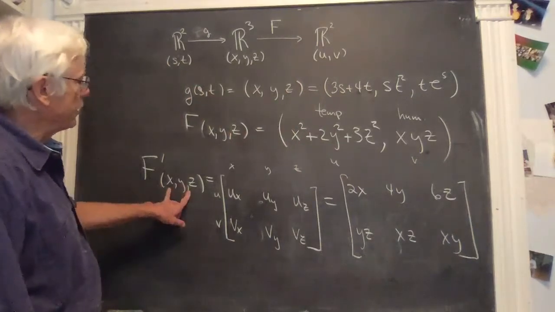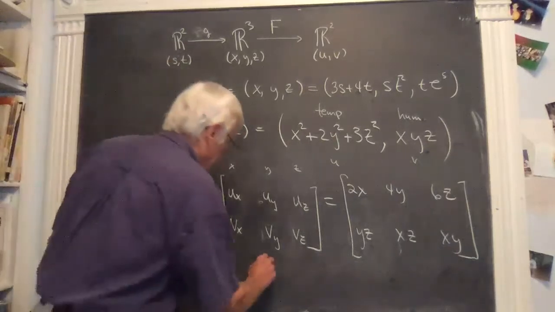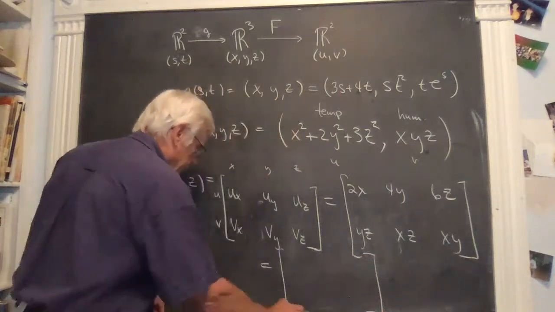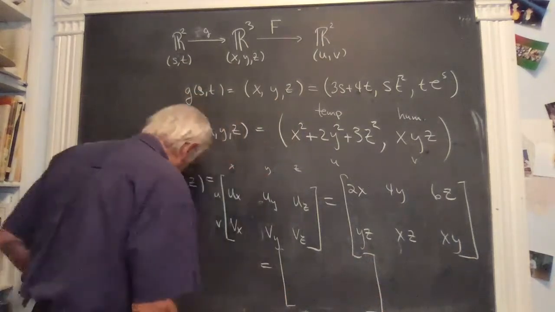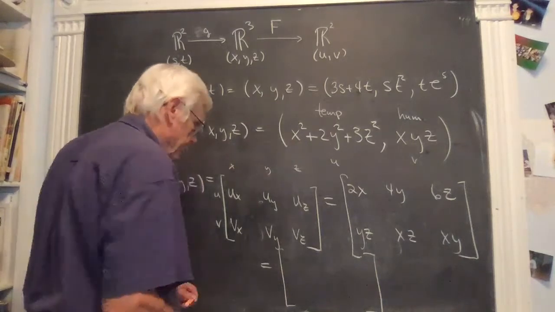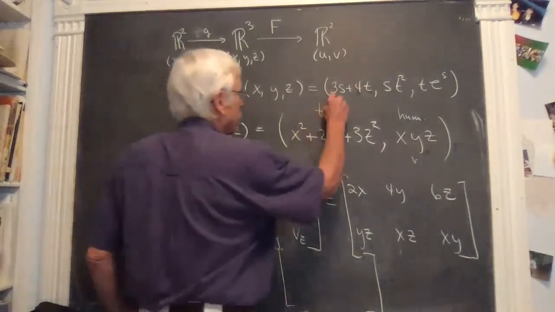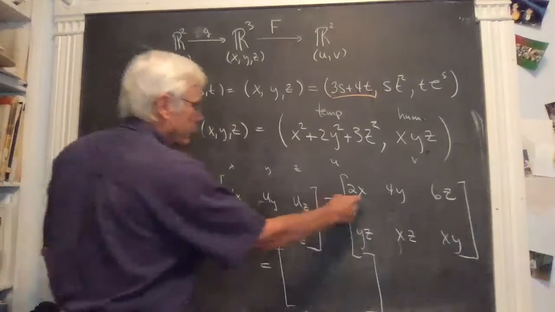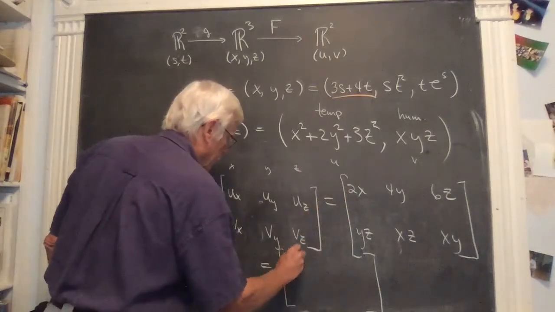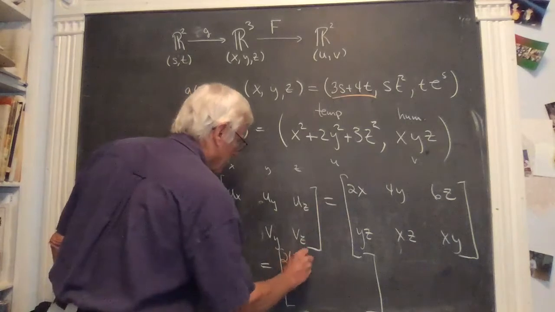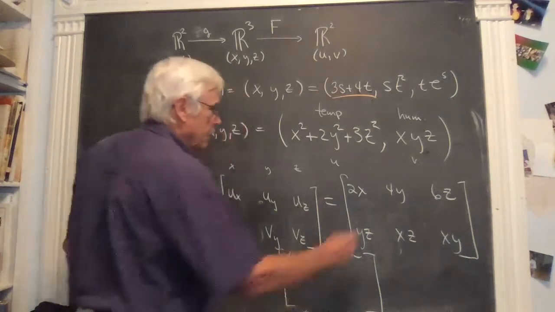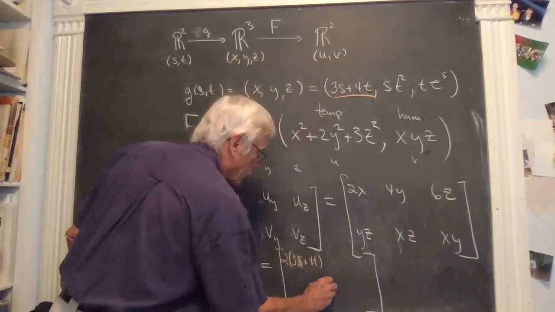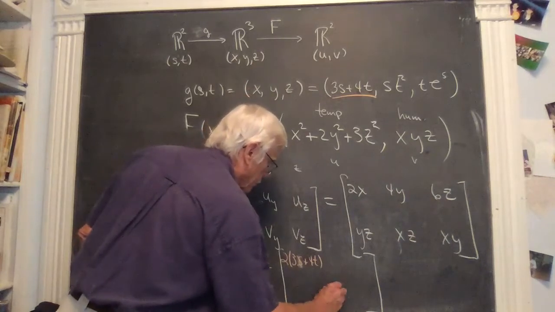If I plugged in g, that will be the first part of the chain rule, is the plugging in of g. Then x gets replaced. Anytime you have an x, you replace it by 3s plus 4t. So here we have an x, so this would be 2 times 3s plus 4t. No x here and no x here. Here and here we have an x, so in either one of those places, we'll get a 3s plus 4t.